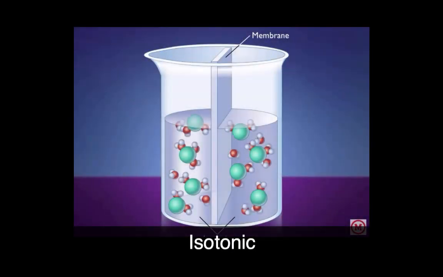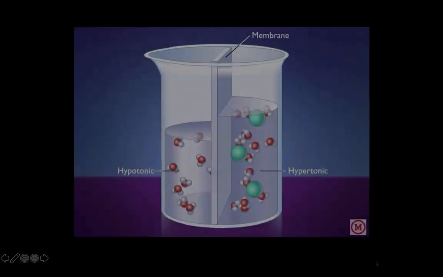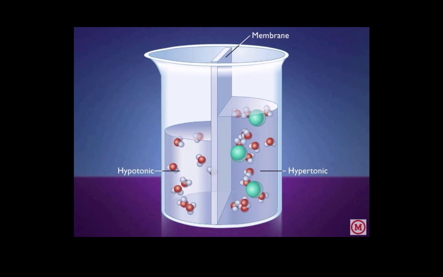If the two solutions across the membrane have the same concentration, they are considered to be isotonic to one another. If the two solutions across the membrane have different concentrations, the one with the higher concentration is deemed hypertonic, and the side with the lower concentration is deemed hypotonic.